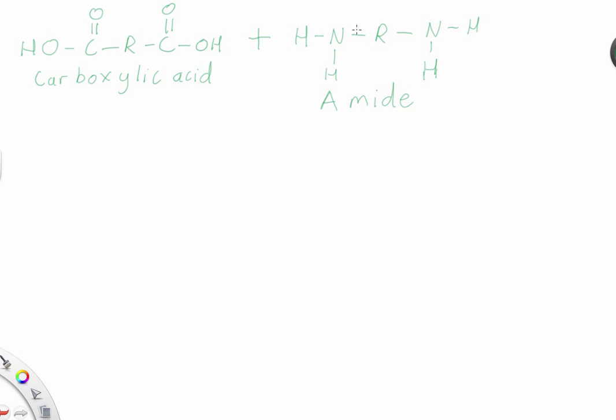So let's have a look at some condensation polymerization reactions. The first type is the amide linkage, which looks something like this. So we have a carboxylic acid. Note the carboxylic acid groups on both sides of the carbon chain. And we have an amide. Amides are characterized by the nitrogen attached to the two hydrogens.